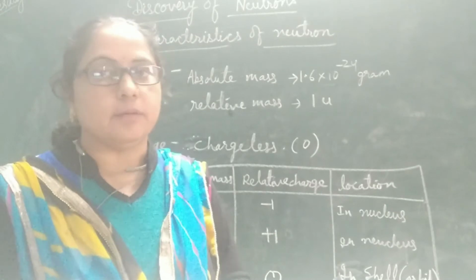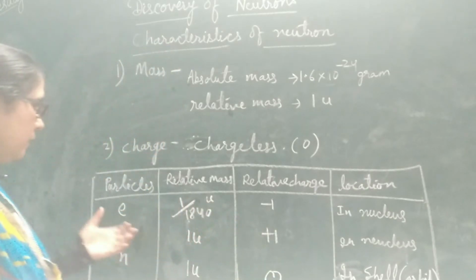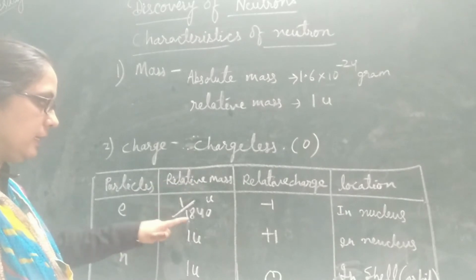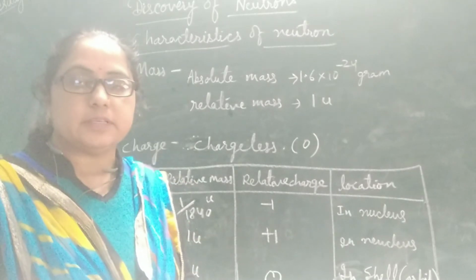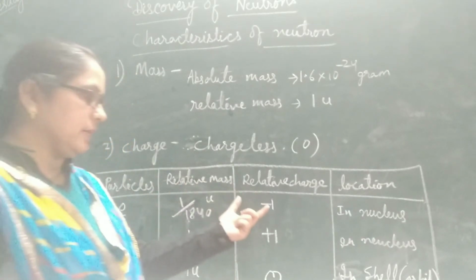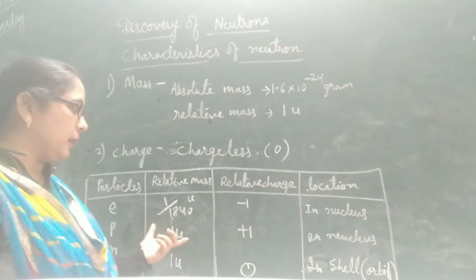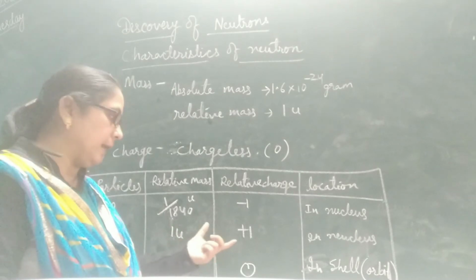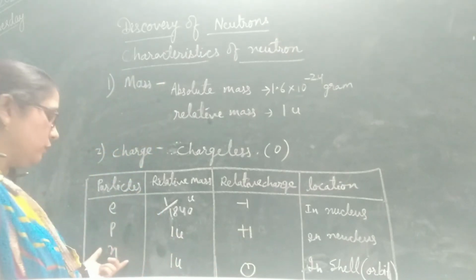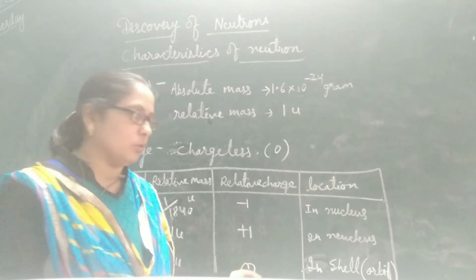When we summarize the mass and charge of the electron, proton and neutron, which is given in this table: the electron has relative mass 1/1840 of the mass of a hydrogen atom, which is taken as negligible because it is very less. If we are talking about their relative charge, the electron carries a negative charge. Second is the proton. Relative mass of the proton is 1 unit and it carries a positive charge, 1 unit positive charge. In case of the neutron, relative mass is 1 unit and charge is 0.